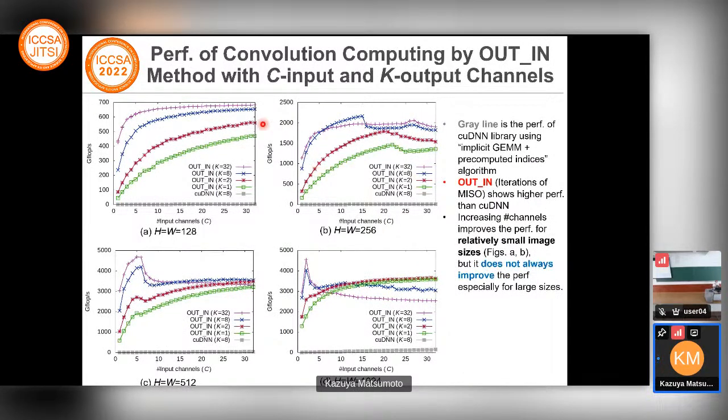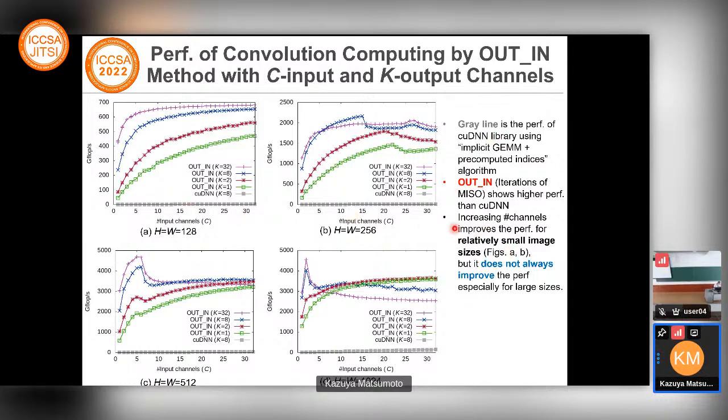This is another result, the performance of convolution computing by the out-in method with C input and K output channels. I put four results with different image sizes, and in each figure the horizontal axis represents the input channels. We also show the performance of cuDNN as the gray line, but cuDNN is not so good under these conditions, and maybe data alignment is not good for cuDNN. Our implementation shows a higher performance than cuDNN, and a more detailed comparison with other existing libraries is in our future work.